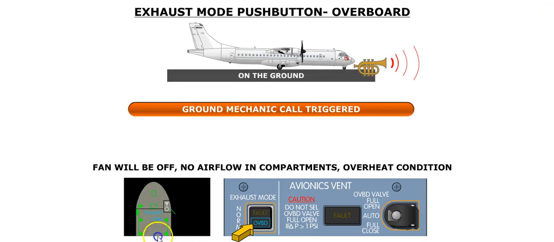If the exhaust mode push button is released out while the aircraft is on the ground, with a ground power unit powering the aircraft, a ground mechanic call will be triggered, and the horn will sound continuously. Since the fan will be turned off, there will be no airflow through the compartments, which will result in an overheat condition. In addition, as before, the master caution lights will flash and a single chime will sound.